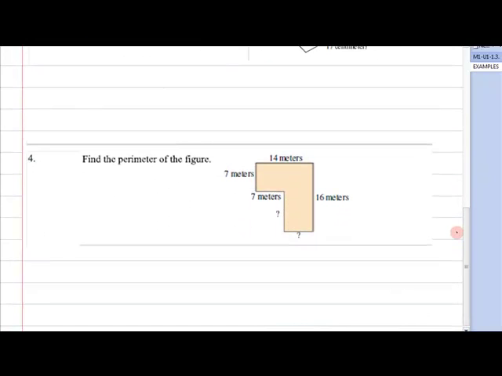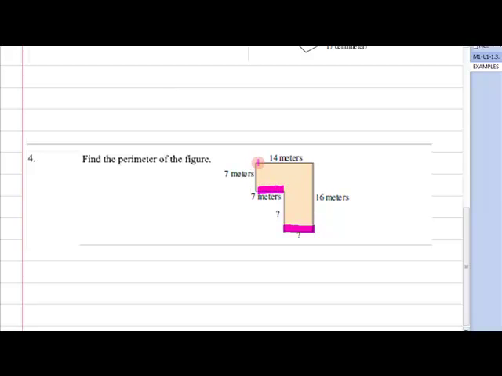The last one, the reason that this one is a little bit different is because although I'm finding the perimeter, which is the sum of all the sides, I have a couple of sides that are not labeled. For instance, this side is not labeled. It'll be difficult for me to add it up if I don't know what its length is. Well, to do that, what I do is look at parallel sides. In other words, sides that go the same direction.